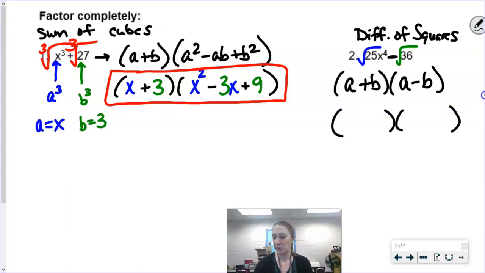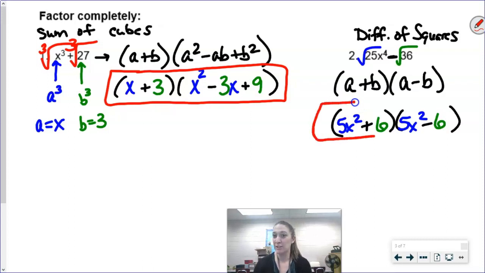Same pattern from a month ago, okay? So the square root of 25x to the 4th is 5x squared. And then the square root of 36 is 6. And then we know the signs work out as one plus and one minus. And that's it for this question.